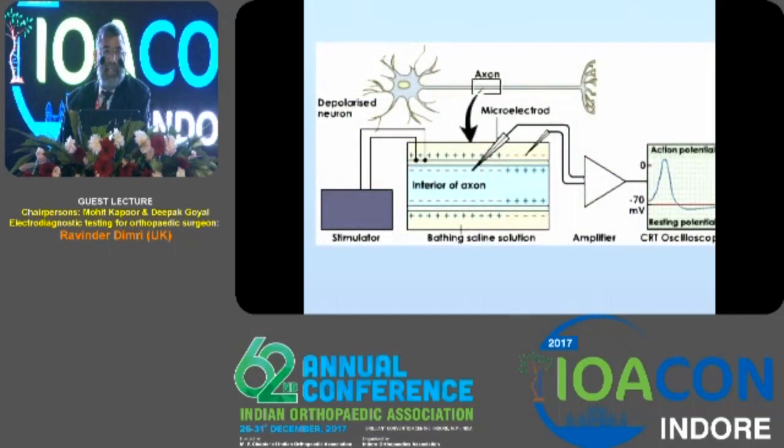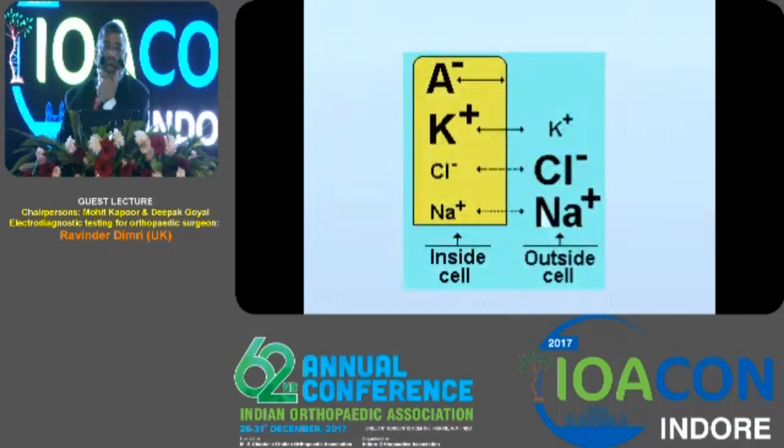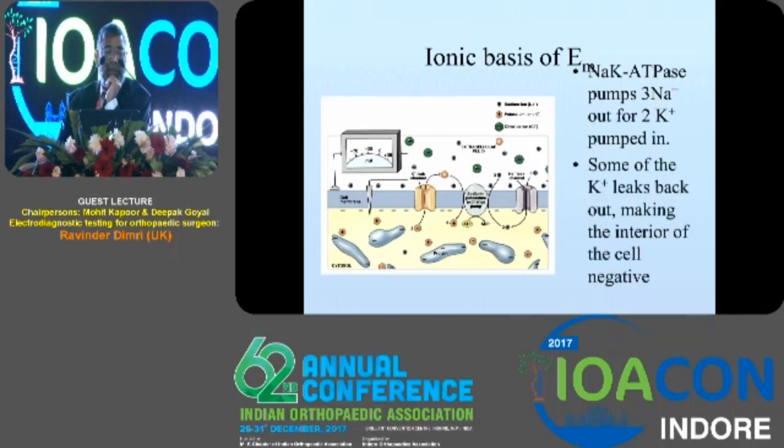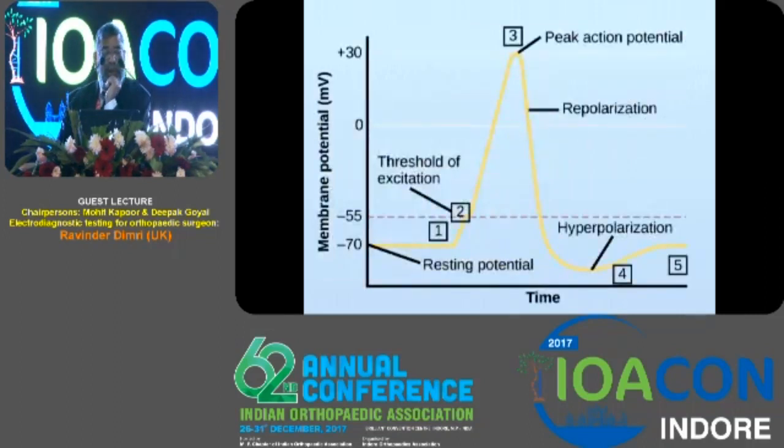Physiologically, inside the nerve you have negative charge, which is called the resting potential, maintained by sodium and chloride being outside and potassium and the protein anions being inside. This sodium-potassium imbalance is maintained by a quite important mechanism, the ATPase pump, which is an energy-dependent pump, and this maintains the imbalance, and hence the negative charge inside the nerve and positive outside.